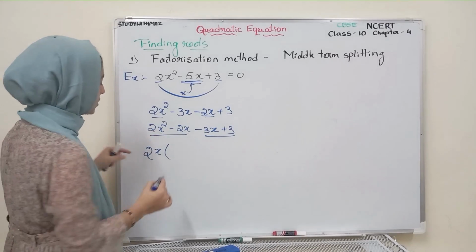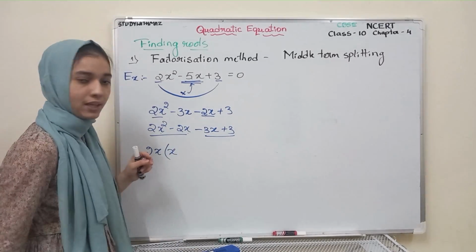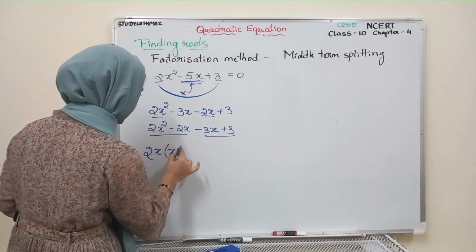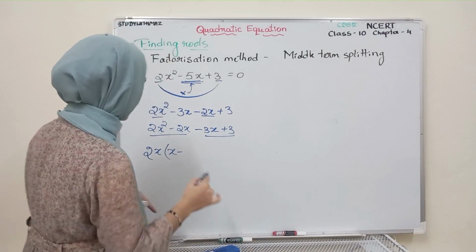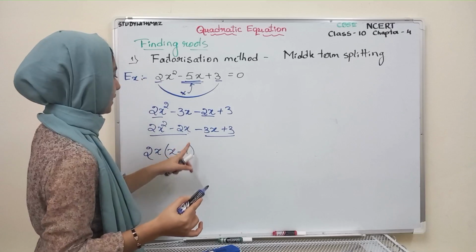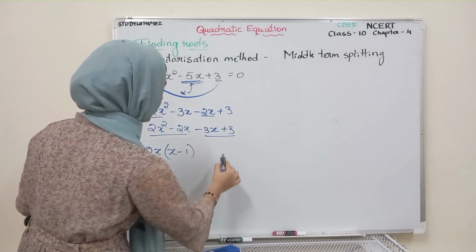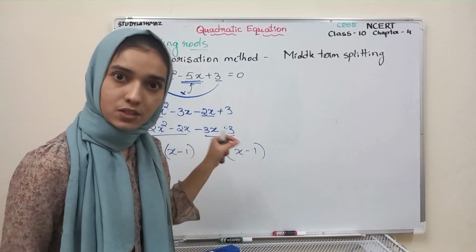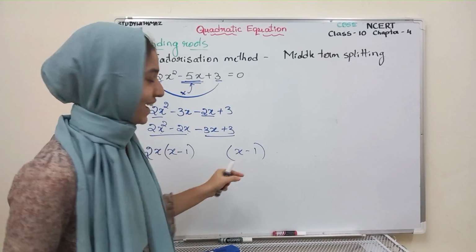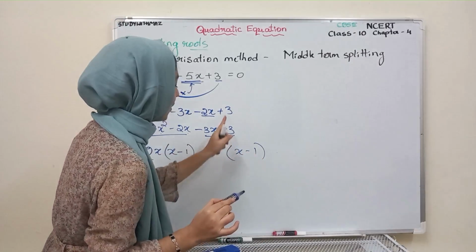What is remaining in this term? Only 1x is remaining in this term. Minus as it is, 2x already went outside. If nothing is there, what is present? 1 is present. So x minus 1. We want this term also x minus 1. This is common. You should know this. This term also you should get x minus 1.